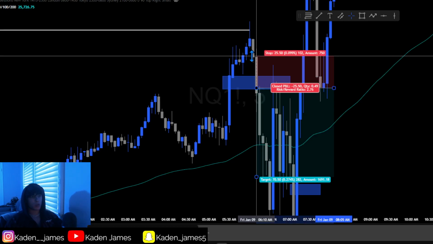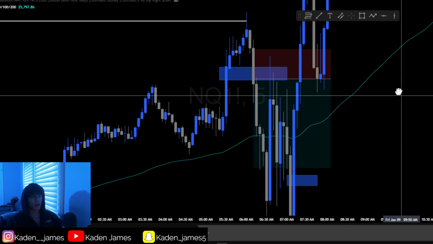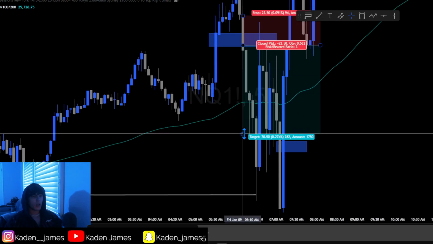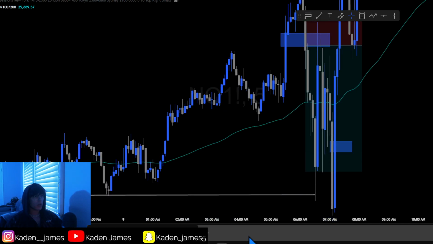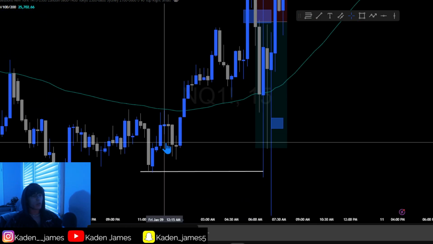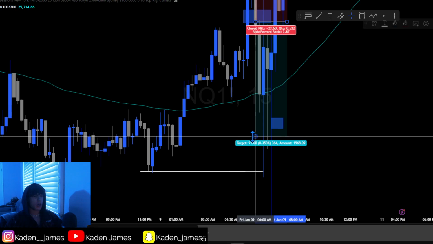My stop loss was kind of like above here. I don't remember exactly. And then I targeted my initial. What was it? It was a 5-minute fair value gap. Where's the 15-minute one? Yeah, it was a 15-minute. So it was initially here.